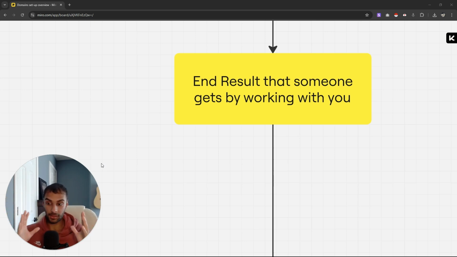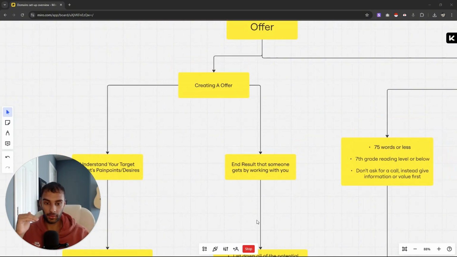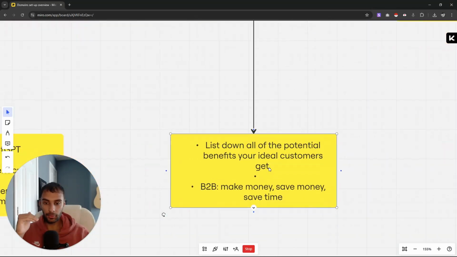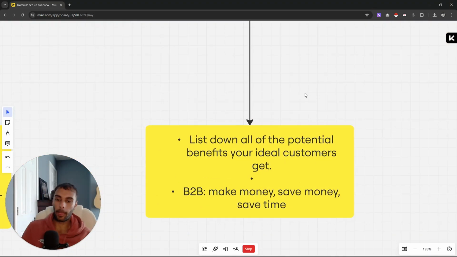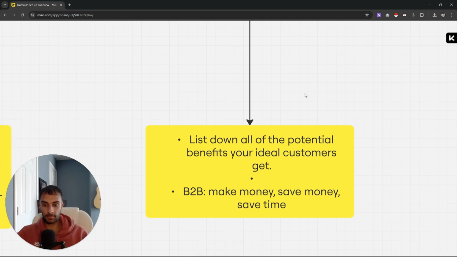Your service and your product is different than your offer. The offer is the end result that someone gets by working with you. And how you can actually find this is pretty simple. You're just going to list down all of the potential end result benefits that your ideal customer gets, right?